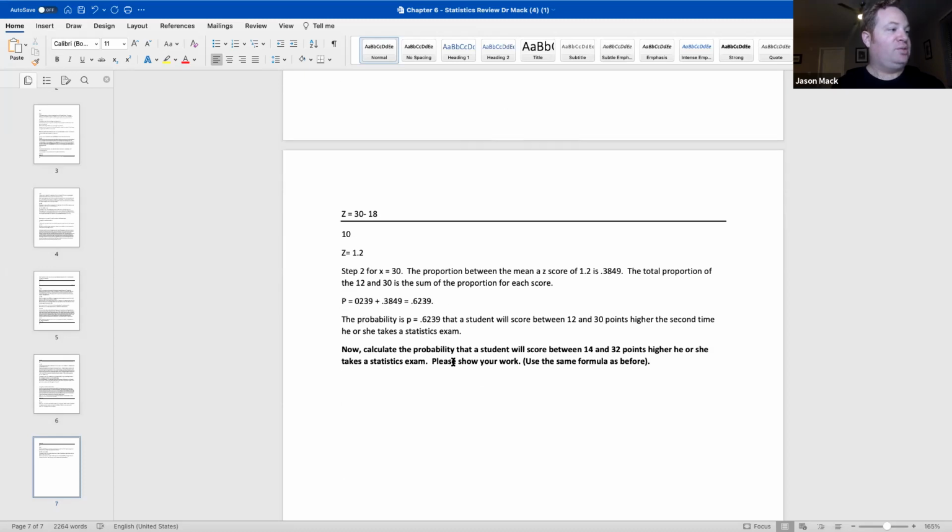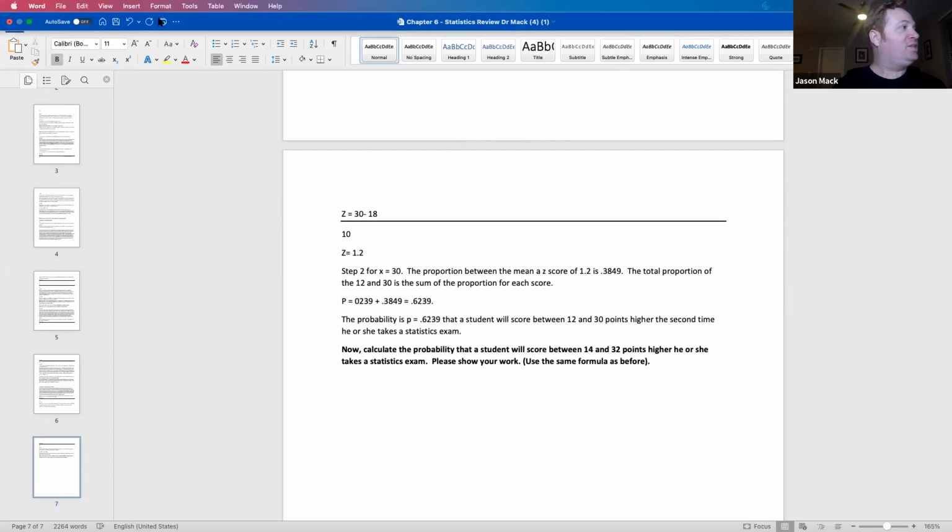So now, calculate the probability that a student will score between 14 and 32 points higher before he or she takes this exam. Show your work, use the same formula as before. And that takes us to the end of what we're looking at in terms of Z-scores today in practice. But I'm going to walk you through the problem it references because I feel like that's not as clear as it could be. So I'll just video record that on SPSS.